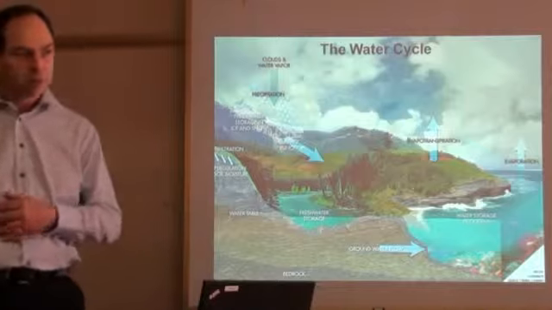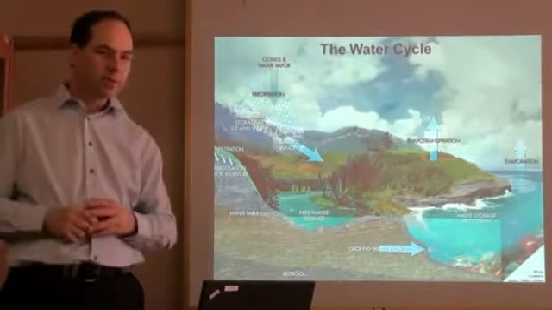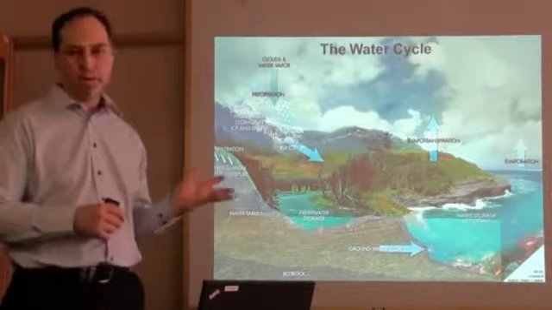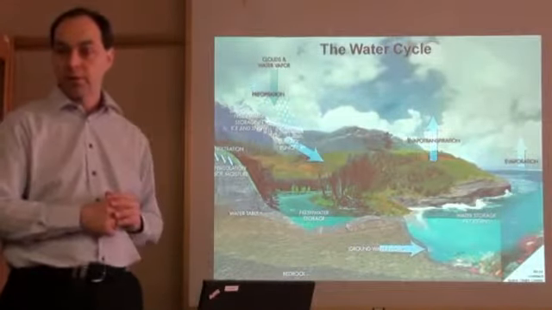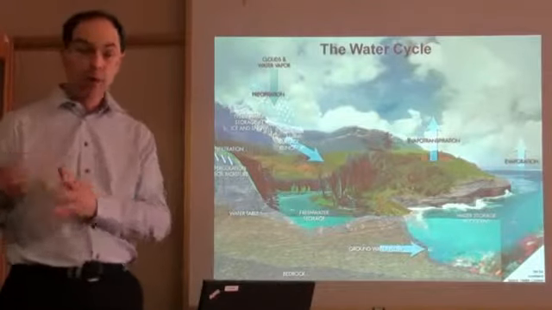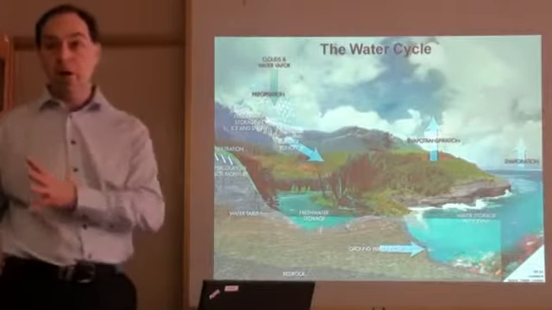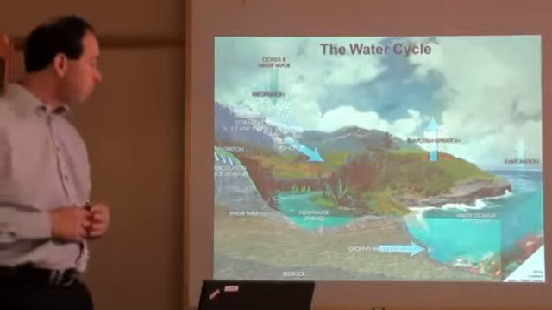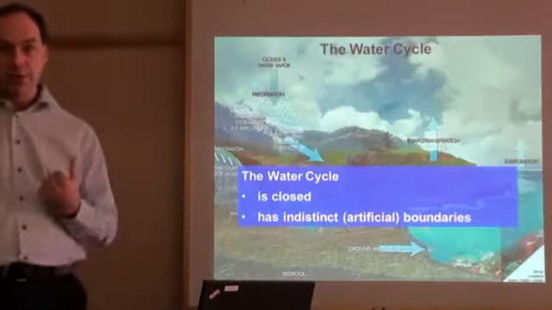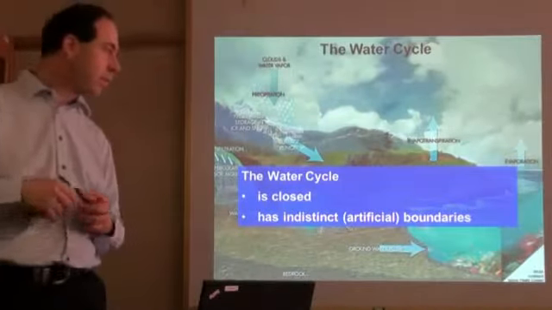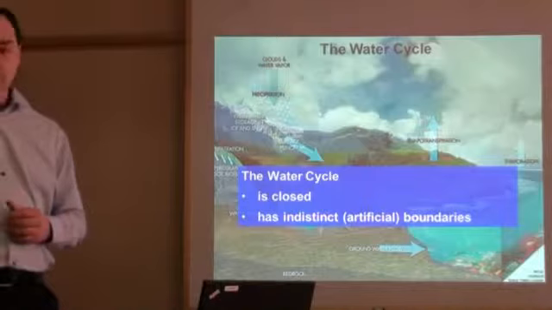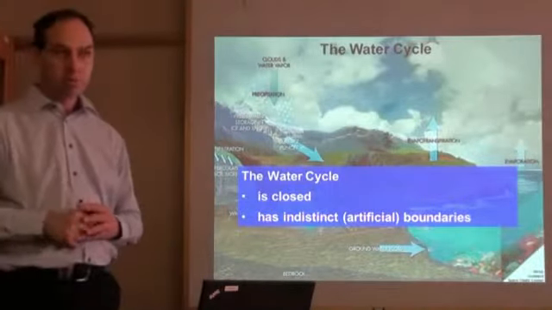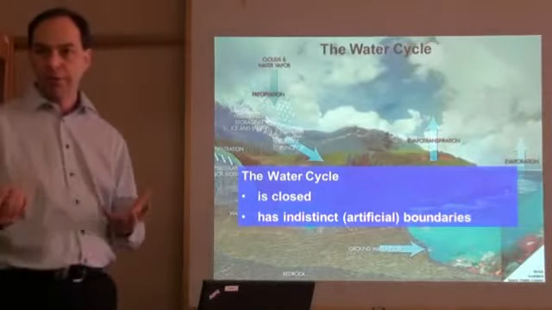Institutionally, groundwater is in one institution and surface water management is in another institution, primarily because surface water was managed historically for flooding purposes, and groundwater was managed, if it was managed at all, for water supply. So the key messages here are that the water cycle is closed, and that the boundaries between groundwater and surface water are indistinct, and in fact they're artificial from a management point of view, on a historical basis.